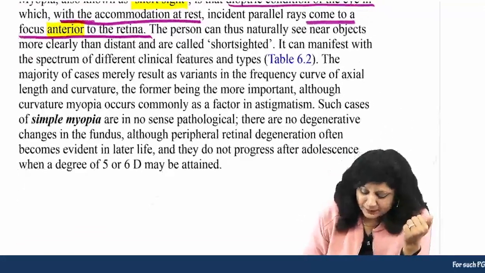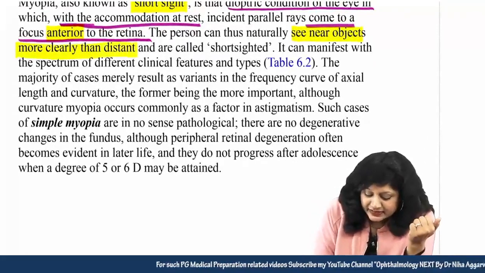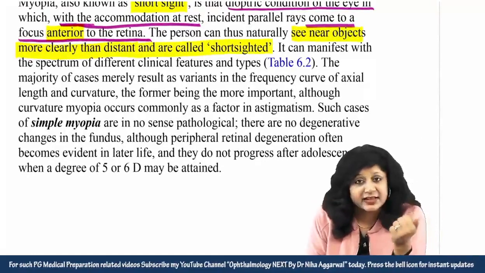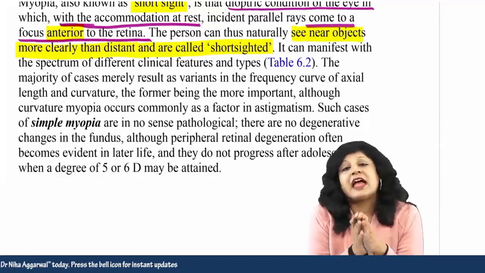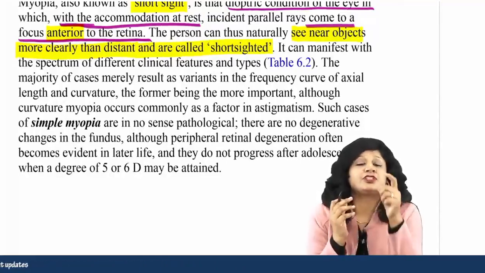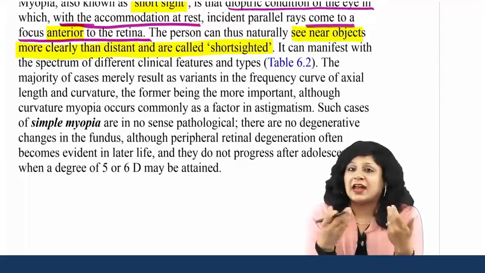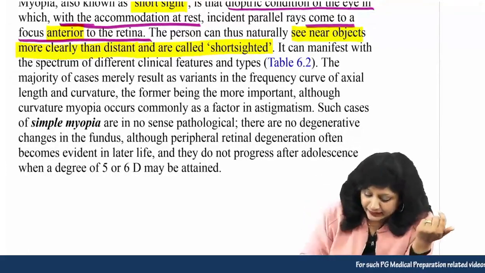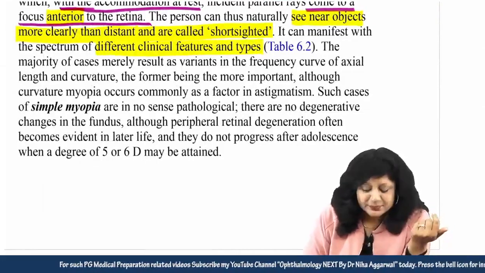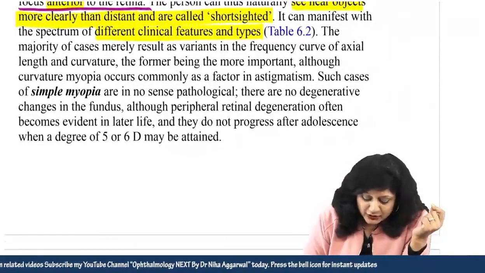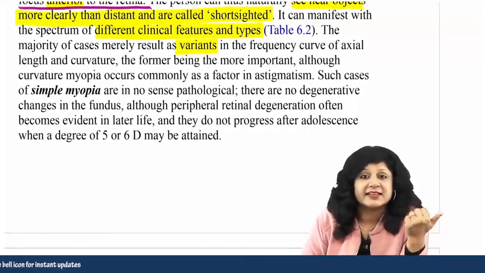So the person can naturally see near objects more clearly than distant ones, and this is called short-sightedness. Because the rays are getting focused anterior to the retina, the sight becomes short and the person is not able to see distant objects, and obviously near vision becomes clearer. It can manifest with a spectrum of different clinical features and types, which we will be seeing. The majority of the cases merely result from variance in the frequency curve of axial length and curvature.